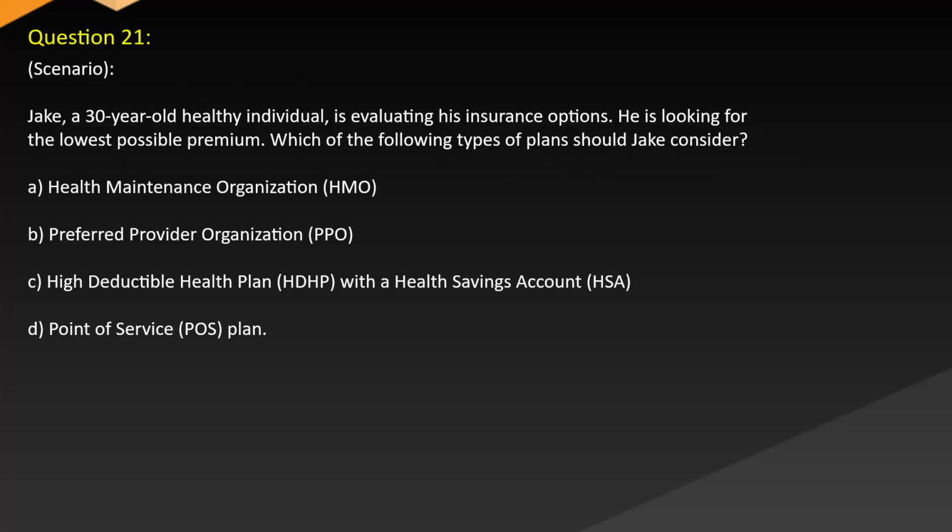Question 21. Scenario. Jake, a 30-year-old healthy individual, is evaluating his insurance options. He is looking for the lowest possible premium. Which of the following types of plans should Jake consider? A. Health maintenance organization, HMO. B. Preferred provider organization, EPO. C. High deductible health plan with a health savings account, HSA. D. Point of service, POS plan.